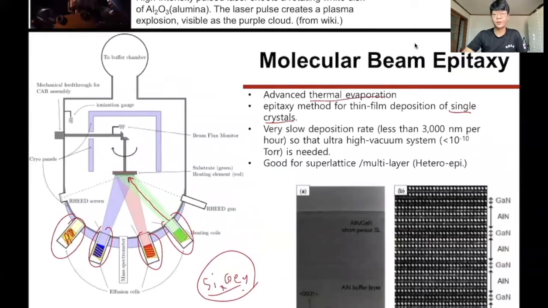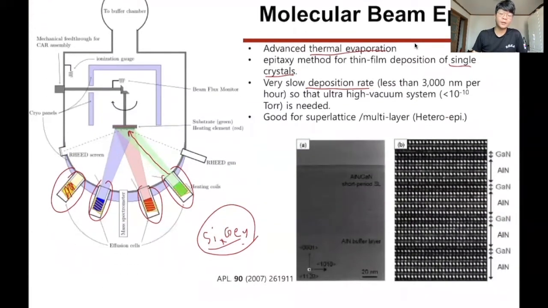Basically, it is a thermal evaporation. However, it has a very slow deposition rate, and it needs ultra high vacuum systems. So, as I said, this molecular beam epitaxy is used for multi-layers or hetero-type materials.